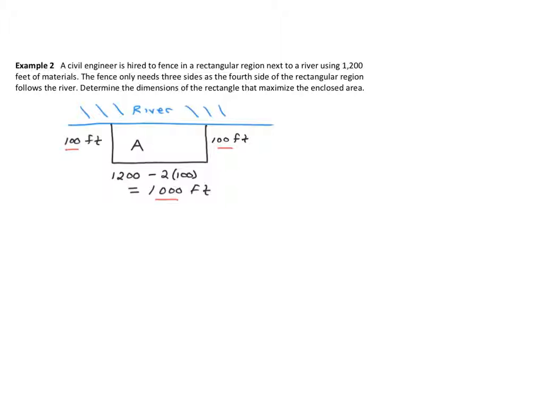If you want to figure out the area that is enclosed by this rectangle, you can take the product of two adjacent sides. So that is 100 times 1,000. So let's write that in here. That is a 1 followed by 5 zeros. That is 100,000 square feet.